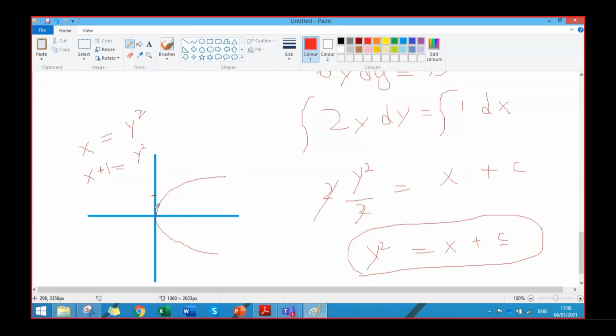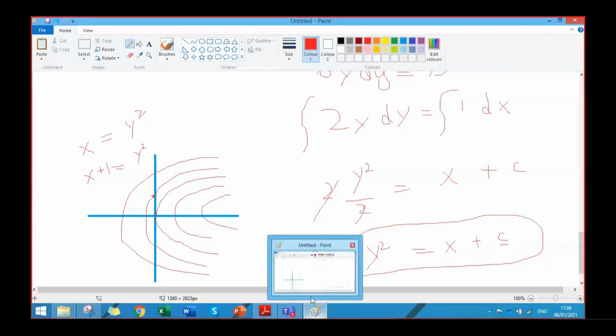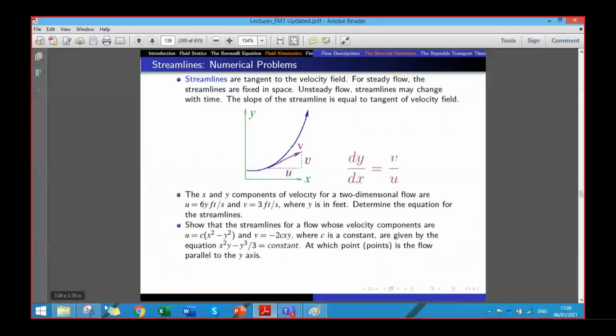So we'll have a curve like this here. So there will be this type of flow, and further streamlines you can draw. So the flow would be like this. Clear? So now you are able to draw streamlines for this flow. Is it clear? Yes, sir. So we solve another example to further.